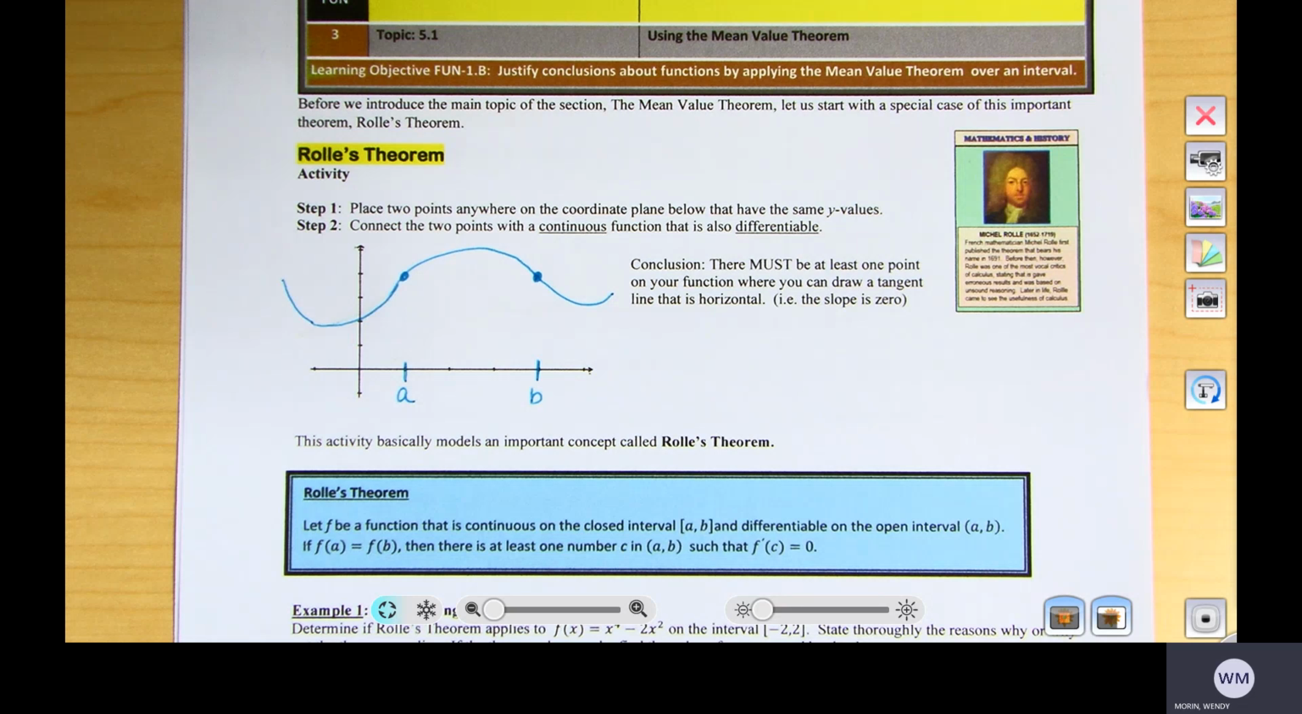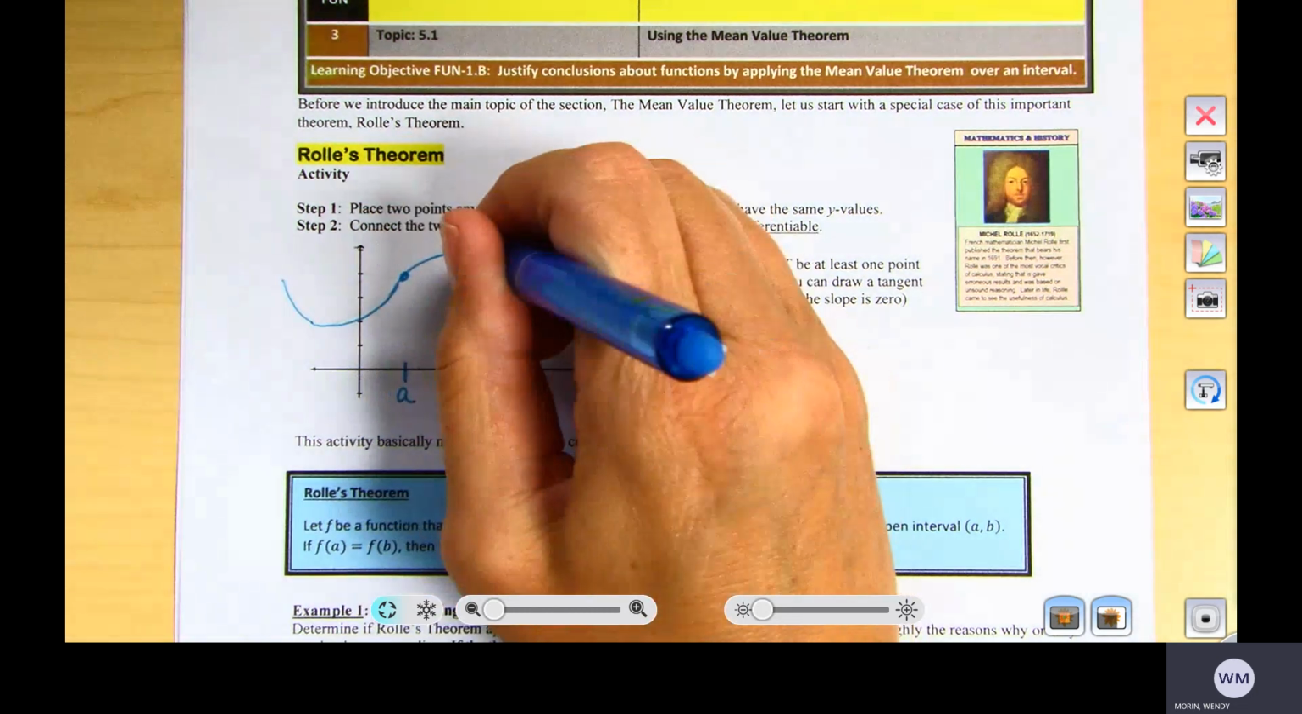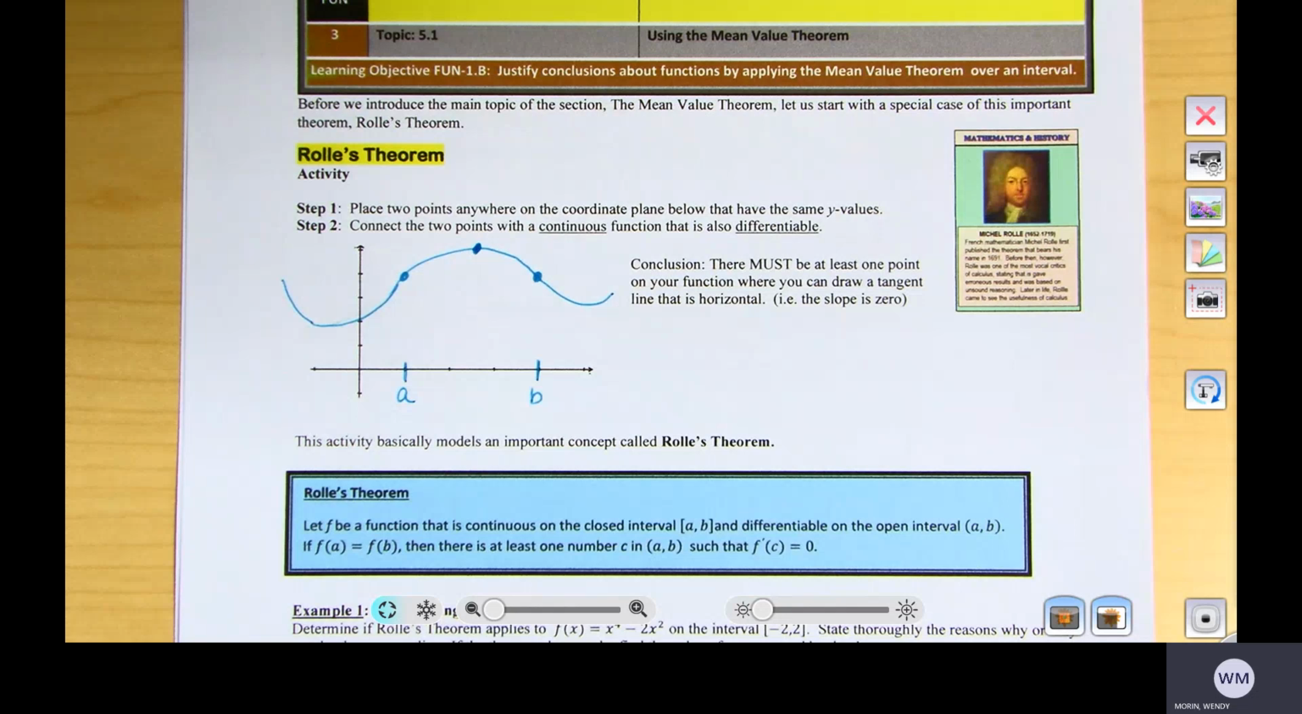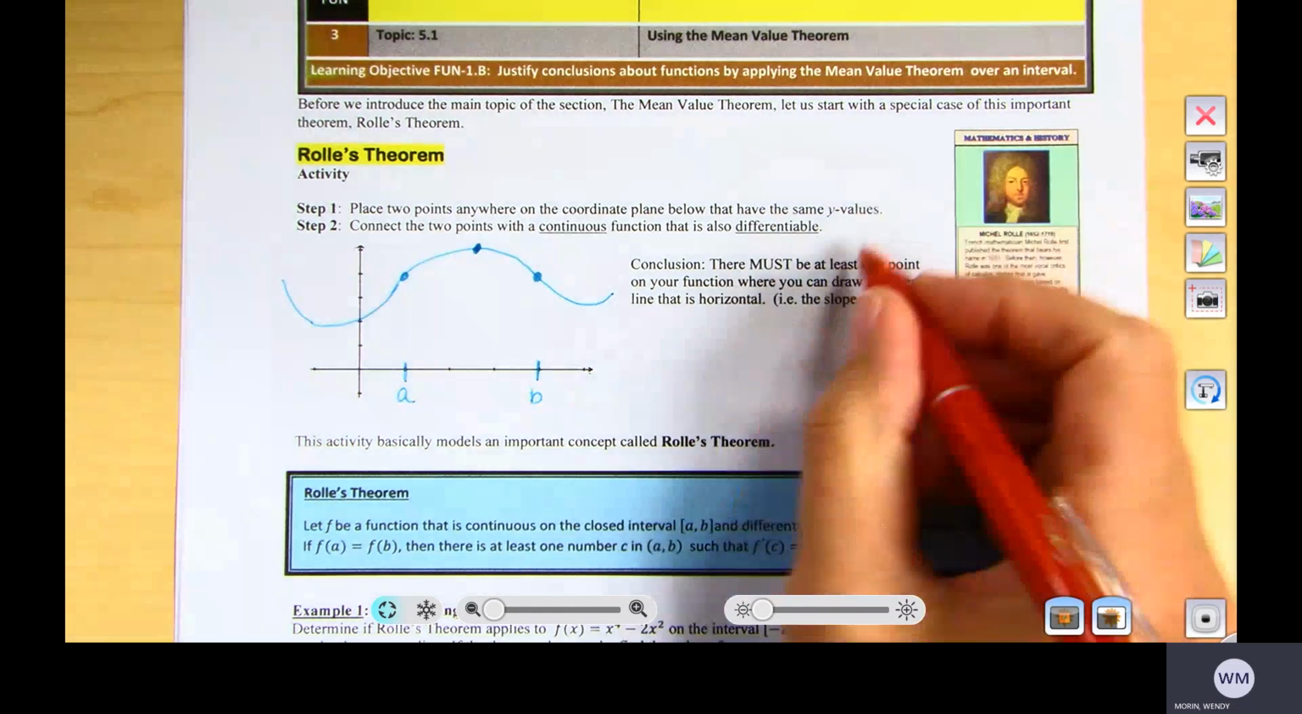There must be at least one point on your function where you can draw a tangent line that is horizontal in between A and B. So there's at least one.